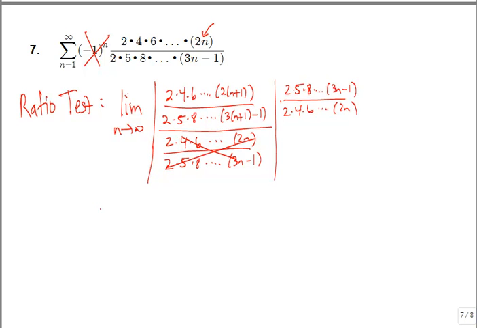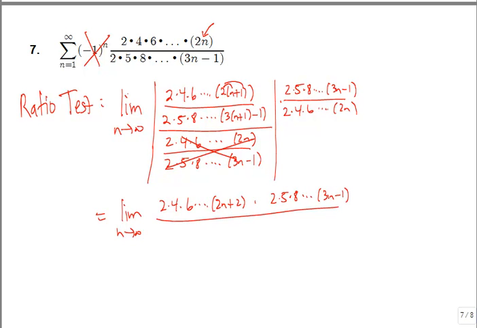So this will be gone. So this is going to turn into the limit as n goes to infinity of the 2 times the 4 times the 6. When I distribute this 2 across, this is going to give me 2n plus 2. And then I'm going to have all of that times this 2 times 5 times 8 times 3n minus 1. And then I have this denominator here, which is 2, 5, 8, up to, and when I distribute the 3 across, I get 3n plus 3 minus a 1. So this is 3n minus 2, or excuse me, plus 2.